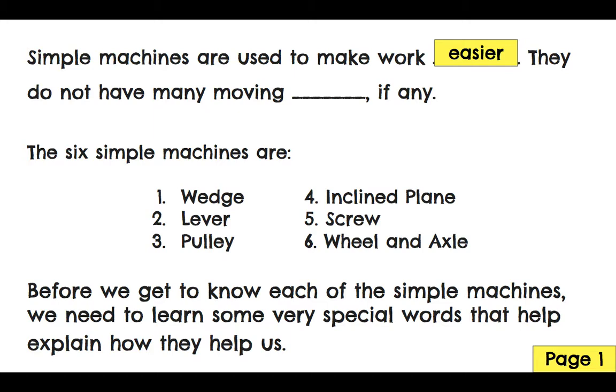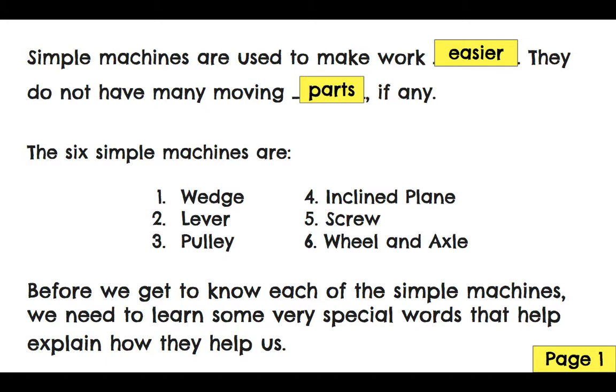Now, they all do different things to make that work easier depending on what work you're doing, but they all make it easier. And they don't have many moving parts if they have any moving parts. That's why they're called simple machines. So think about like a bicycle. There's all those things moving. The wheels are moving, the gears are moving, the pedals are moving, the steering column's moving. That's not a simple machine. Okay? Simple machines do not have very many moving parts, if they have any moving parts at all.